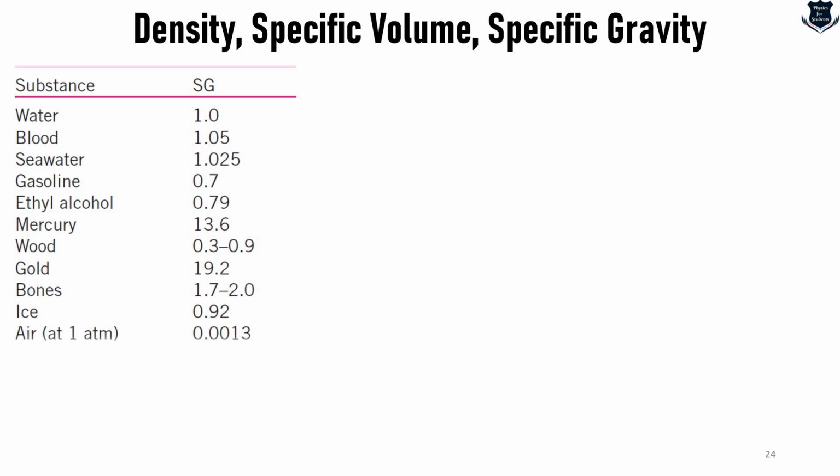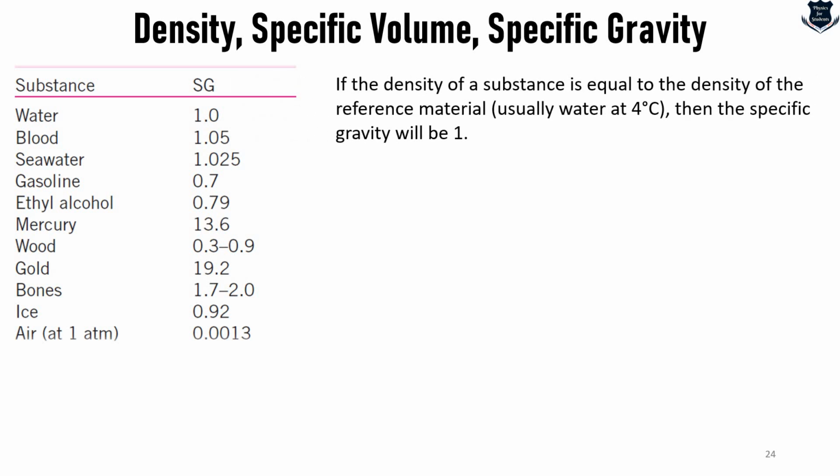with specific gravities less than 1 are considered to be lighter than water, and hence they can float on water. So anything which floats on water, you can use this formula in order to calculate the specific gravity. If it is less than 1, it would be lighter and float, and something with specific gravity greater than 1 will sink inside. So here are a few of the things: if the density is equal to the density of the reference material, then the specific gravity will be 1.